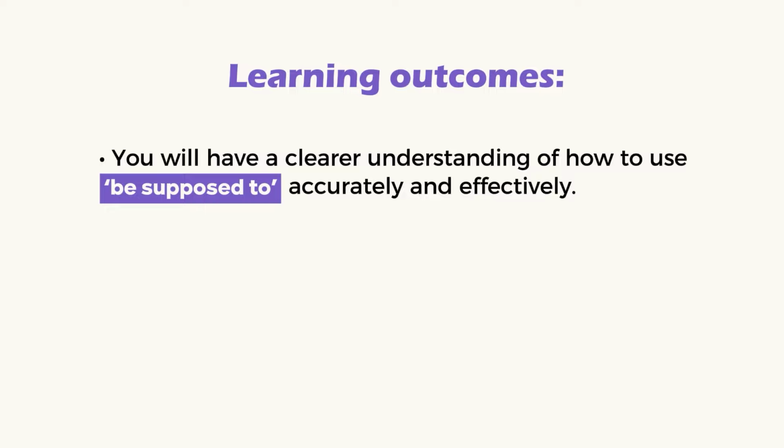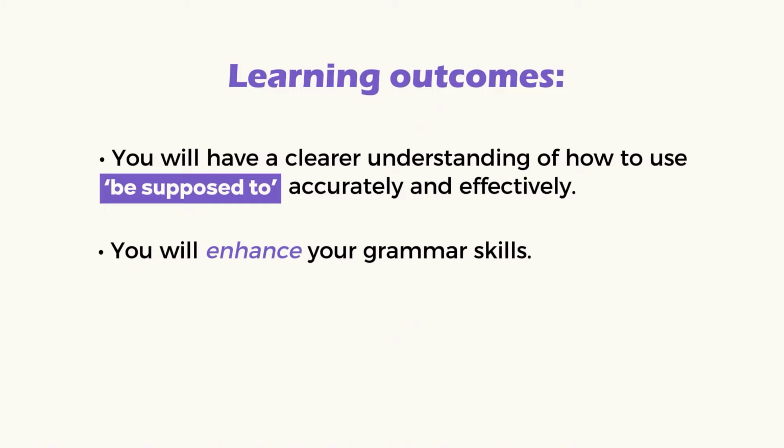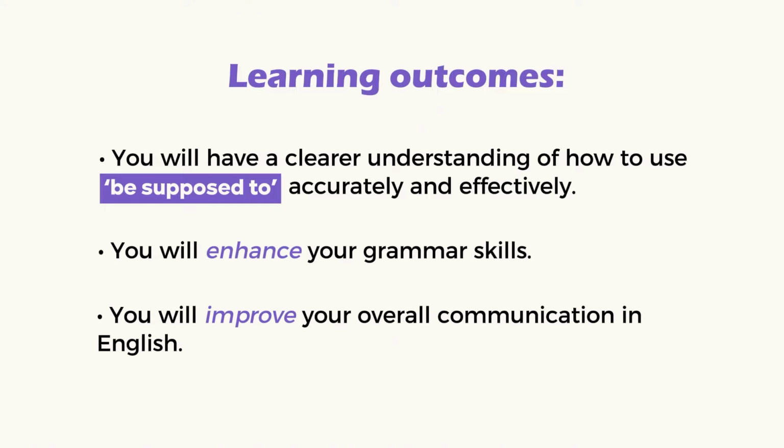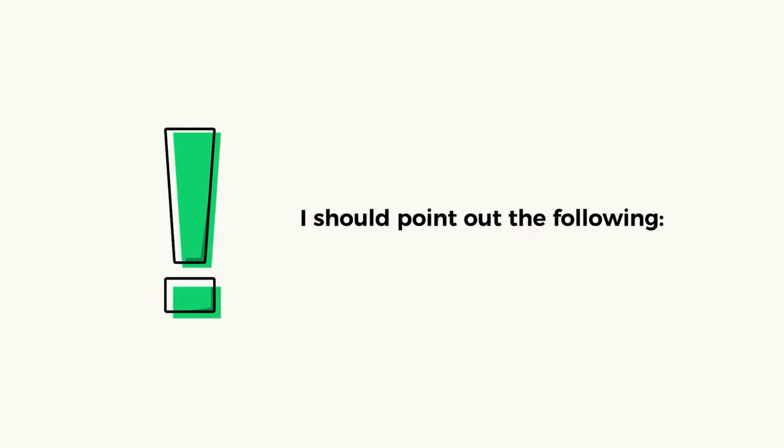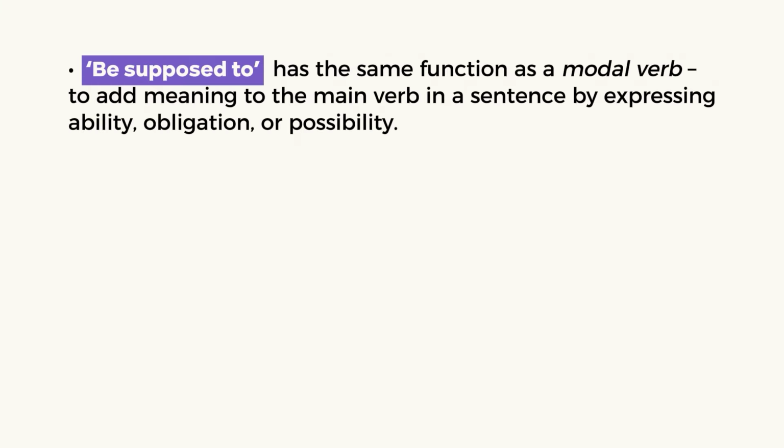By the end of this lesson, you will have a clearer understanding of how to use be supposed to accurately and effectively. This will not only enhance your grammar skills, but also improve your overall communication in English. Before we move to learning the situations when we use this phrase, I should point out the following. Be supposed to has the same function as a modal verb, to add meaning to the main verb in a sentence by expressing ability, obligation, or possibility.